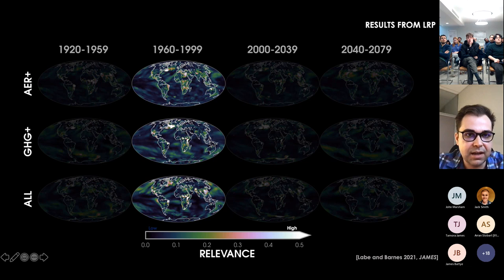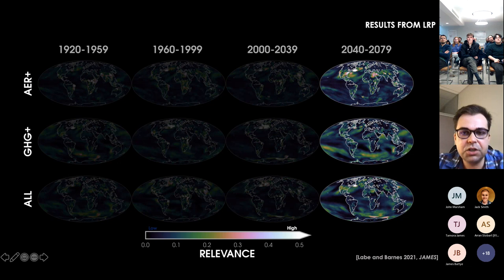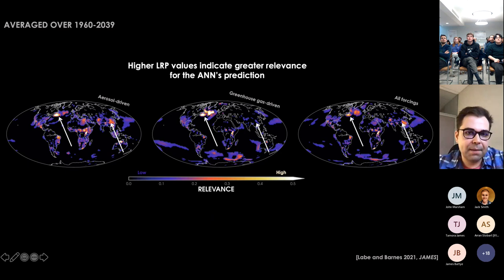I'll just scan quickly through here, showing an example of one of the things you can do. So then you can see what patterns over time, what brighter colors, higher relevance regions, the neural network looked at. I know that was a lot of maps, so to zoom in on these three different simulations, again, the one where we fix greenhouse gases is on the left, the fixed aerosols is in the middle, and then the supposedly realistic one is on the right.